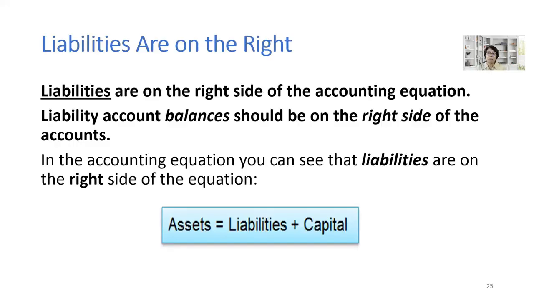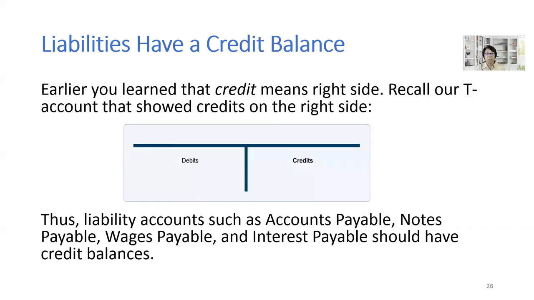Okay, so we talked about assets. Liabilities are always on the right side of the equation. You can see at the bottom. Liability balances should be on the right side of the accounts. So liabilities have what kind of balance? A credit balance, because credit means right. So here we see that credits are on the right. And do you remember what is liability? Accounts such as liability is something we owe. So such as accounts payable, because we owe it.